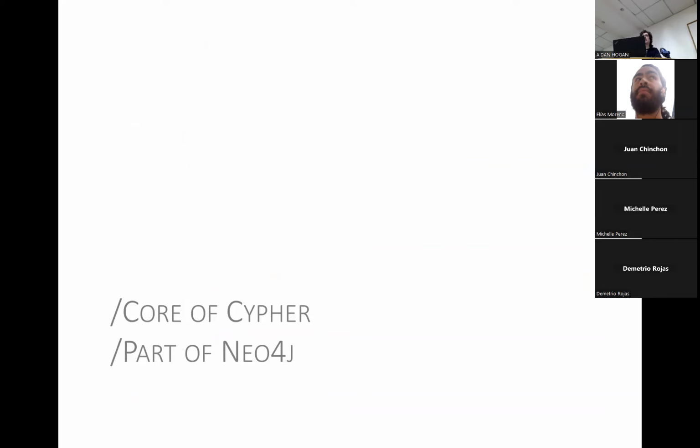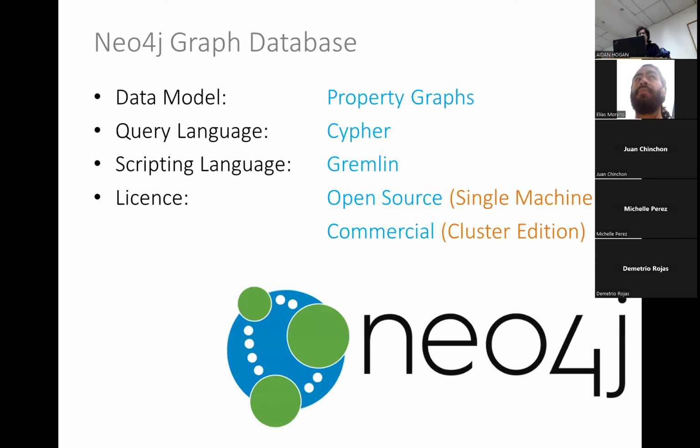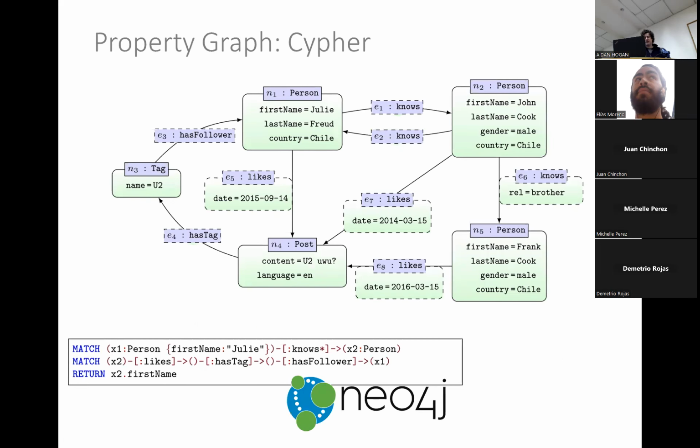This is what will be the subject of the lab on Wednesday. We're going to look at Cypher. So again, Neo4j is a graph database. We have property graphs, we have Cypher. Just to mention very briefly, this scripting language called Gremlin, because it's also supported in a number of graph databases. Okay, license: we have open source for a single machine and commercial for a cluster machine. Just to mention, Cypher is Neo4j's declarative query language. However, there's a number of graph databases that support a more procedural type of query.